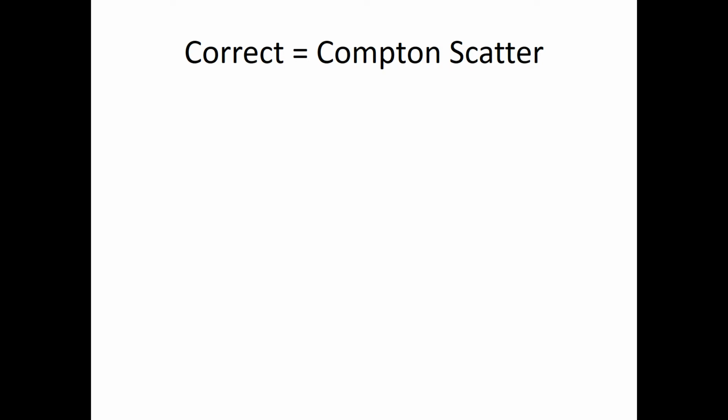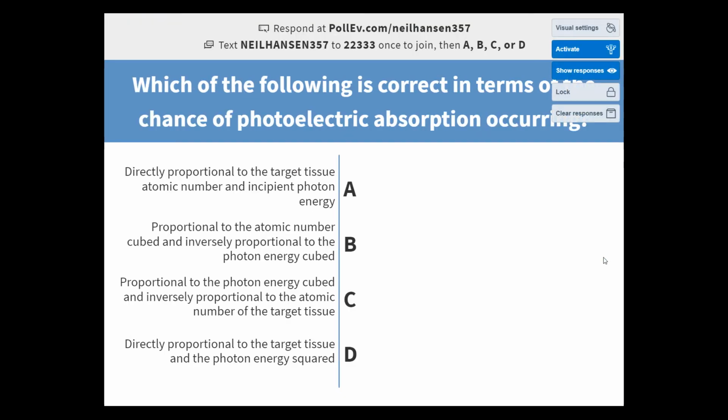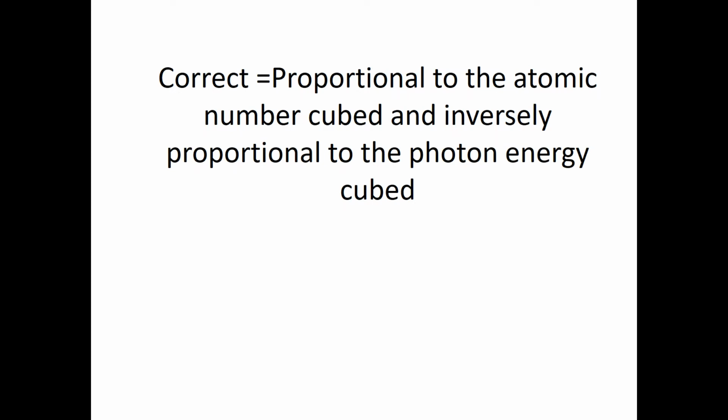Correct answer is Compton scatter. Another question, which of the following is correct in terms of the chance of the photoelectric absorption occurring? You can pause now if you need more time. The correct answer, which is a review from last time, is that it's proportional to the atomic number cubed and inversely proportional to the photon energy cubed.